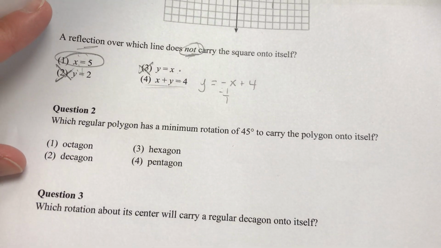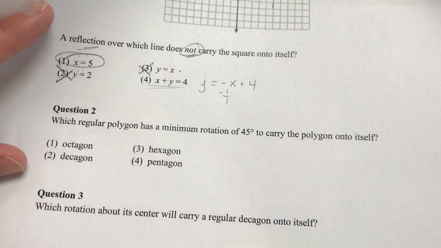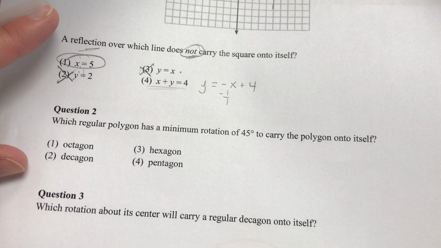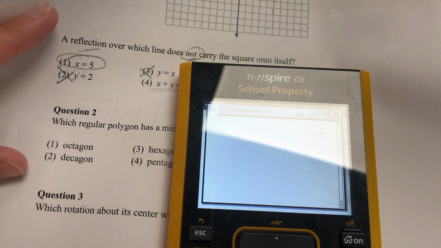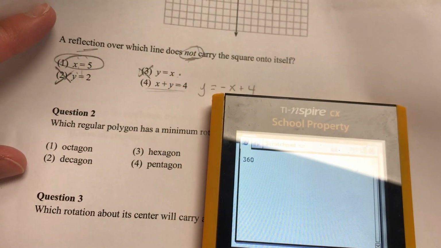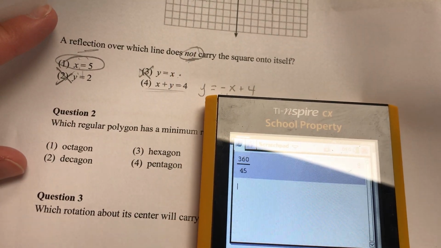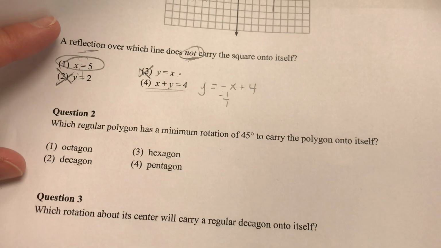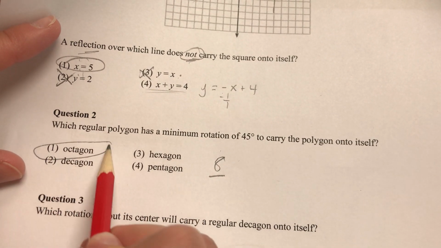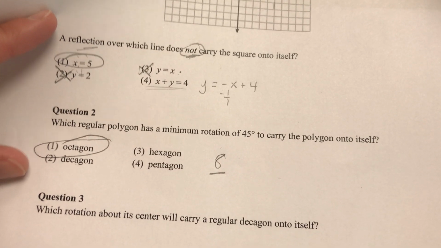Which regular polygon has a minimum rotation of 45 degrees to carry it onto itself? This again is a very popular question. So anytime you see this, you're going to do 360 because that's always your rotation degree that you start with, and you're going to divide it by 45. Okay, that's going to be 8. In this case, it's asking for a shape, and an octagon is a shape that has 8 sides.